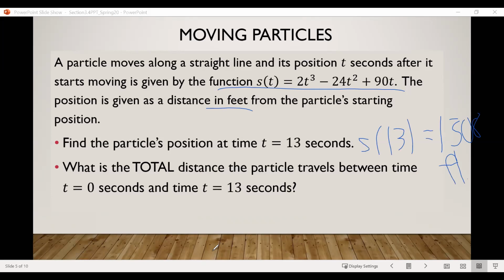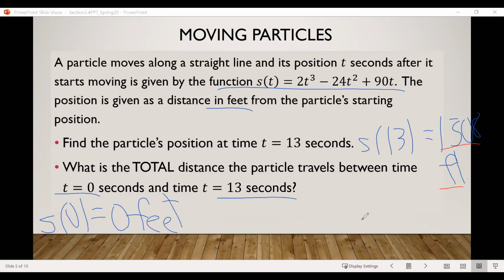And then they want us to figure out what the total distance is the particle travels between time t equals 0 seconds and time t equals 13 seconds. If we want to know how much distance it travels between those two, what might be some useful information to know? Well, first of all, we already know that after 13 seconds, we're at 1508 feet. What else might we want to know? We want to know the position at 0 seconds. So we plug in 0. And if we plug that into our function up there, we should get 0 feet, which hopefully makes sense. It's the starting position, right?